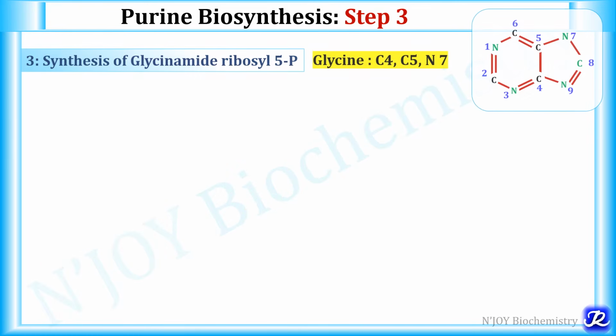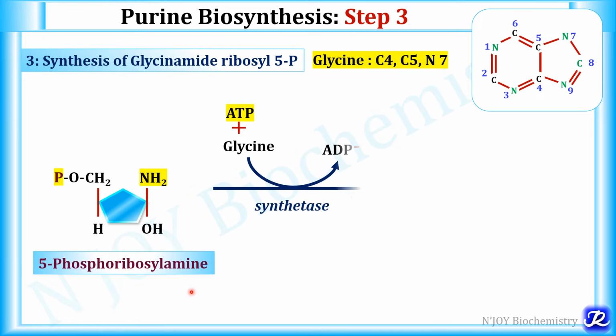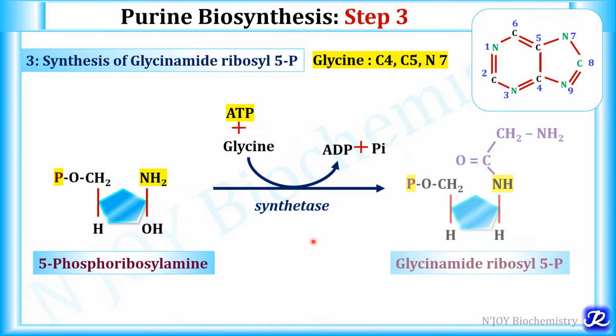Third step of purine biosynthesis is synthesis of glycinamide ribosyl 5-phosphate. Here glycine is the donor of C4, C5 and N7. So to phosphoribosylamine, glycine is added with the help of ATP and that's why the enzyme is a synthetase. There is formation of ADP and inorganic phosphate and it leads to the product in step 3, called glycinamide ribosyl 5-phosphate. So in the third step, glycine contributes carbon number 4, carbon number 5 and nitrogen number 7.